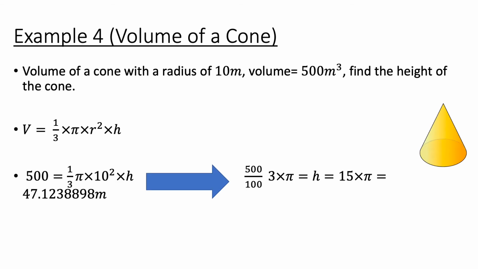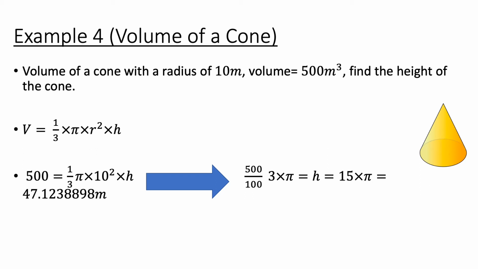Right, example 4. Volume of a cone, with radius 10 meters. The volume we are given this time, and we've got to find the height. So we have to rearrange this formula to make h the subject. What I did was sub in the numbers: 500 is equal to a third pi times 10 squared times h. 10 squared is 100. What I then did was multiply by 3 and then divide by 100.